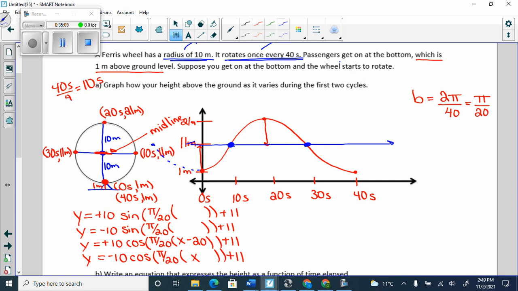Okay, so this one's going up, this one's going down. This one's for positive sine. It's happening 10 to the right, so minus 10. This one is negative sine. It's happening at 30 to the right.